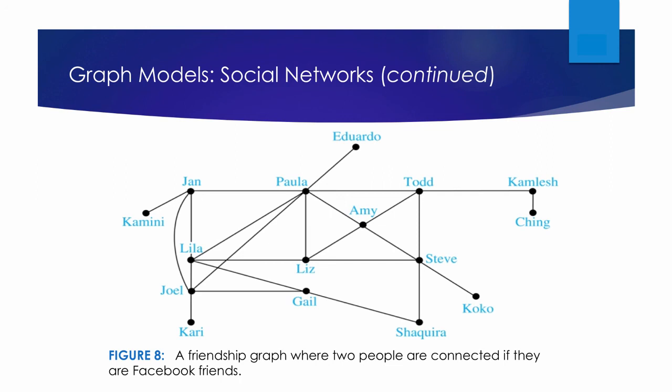If we want to include the notion of self-knowledge, we would have to use loops in this case. A simple friendship graph is shown in figure 6. The friendship graph of all people in the world has more than 6 billion vertices and probably more than 1 trillion edges. So the figure is giving you an example of a social network graph where we have, for example, Jane connected to Paula, and maybe also Liz connected to Amy, and so on.